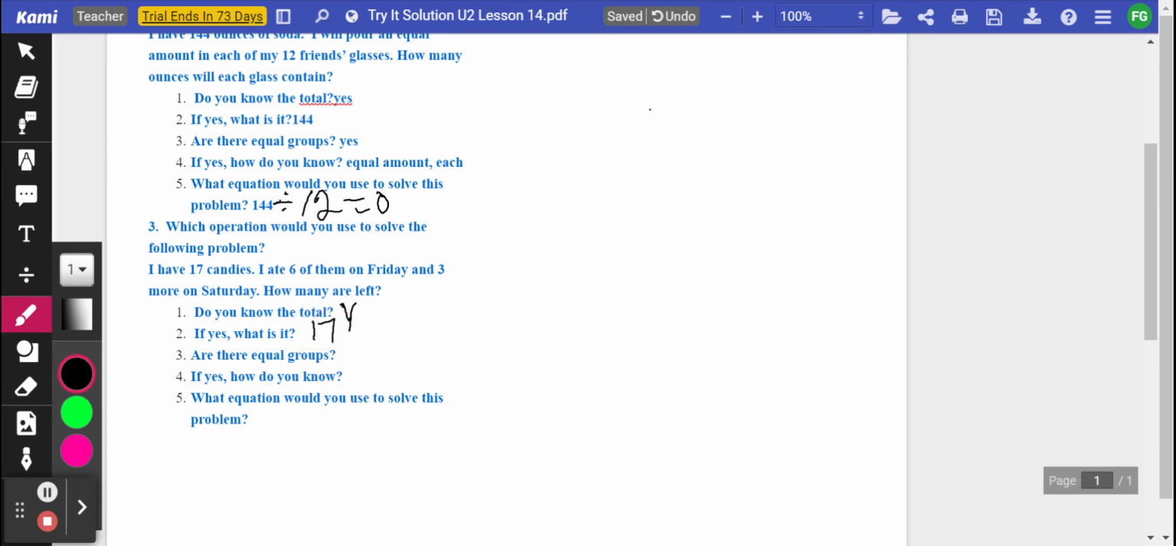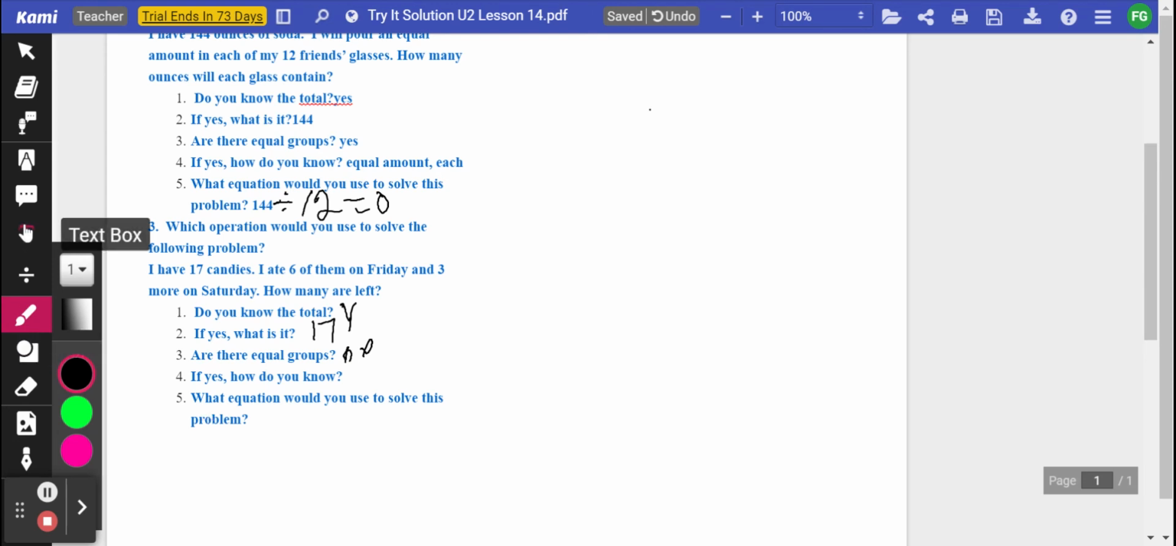Okay, are there equal groups? I ate 6 on Friday, 3 more Saturday. Those are not equal groups, so I'm going to say no. The next question said, if yes, how do you know? Well, I don't even need to answer that because it wasn't yes, it was no, so I just skipped it because this is not in equal groups. Now I can go back to that flow chart and look at it. I can see that I do know the total, but it's not in equal groups, so this is going to be a subtraction problem.